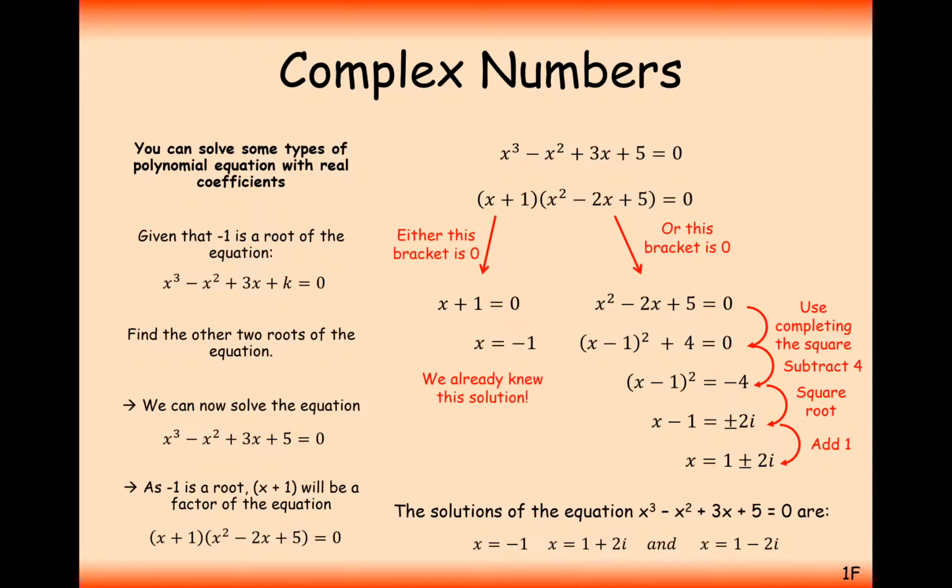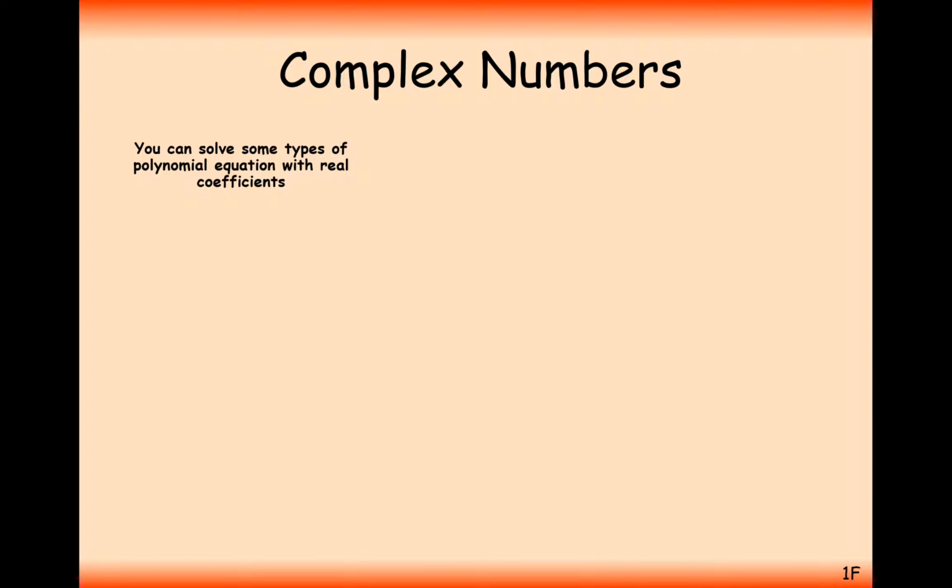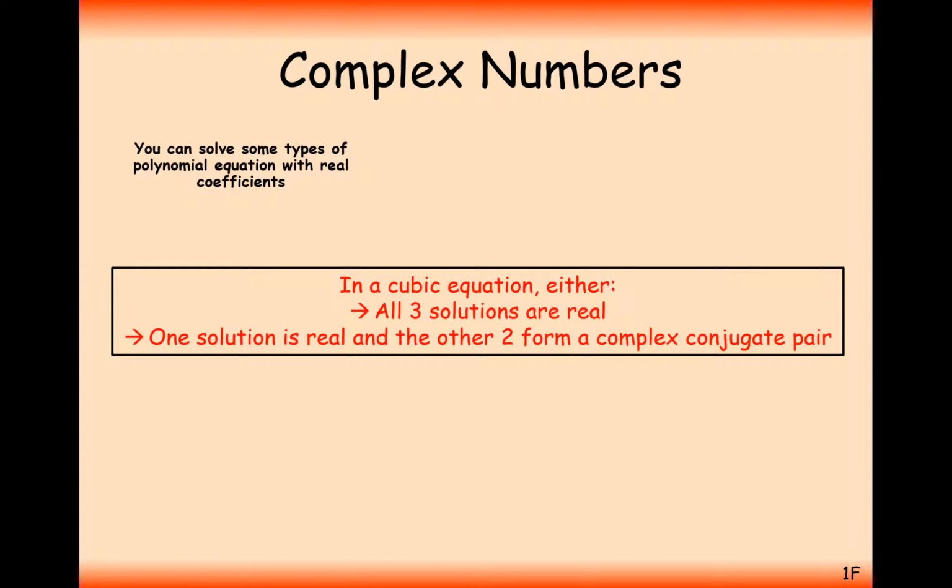So lots of steps. It required substituting in minus 1 to start with to work out what k needed to be. It needed algebraic division to work out what your second quadratic factorization is going to be, and then solving that quadratic equation to get the second and third roots. So lots of maths required there. Quite a tricky question. So in a cubic equation, either all 3 roots are real, or you'll have 1 real solution and 2 other complex conjugate pair solutions.